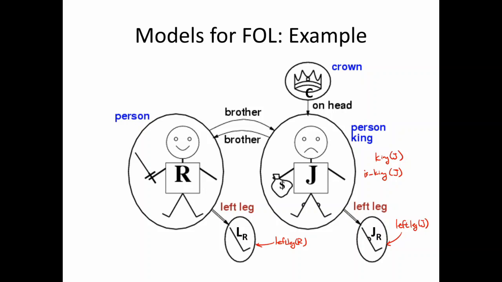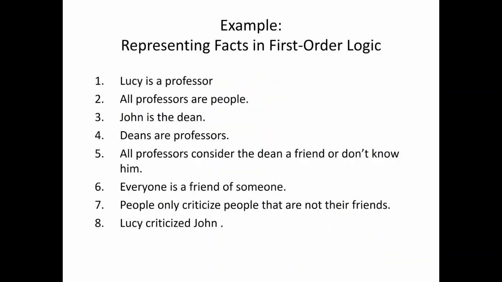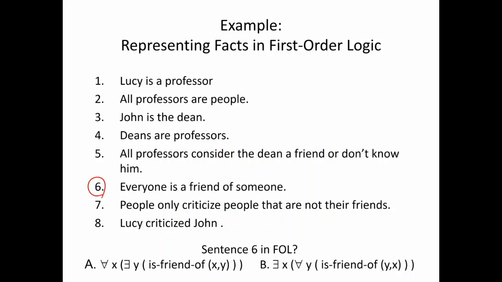Let's do one more example. Brother is a predicate that takes on two arguments. Brother RJ. So that would be a true statement. And again, some people like to use verb phrases for predicates. So it might have looked something like R brothers J. Let's take a look at an example. We have 8 sentences in English, and we'll see how these can be written in first order logic. So if sentence 6 were written in first order logic, would it be A or B?